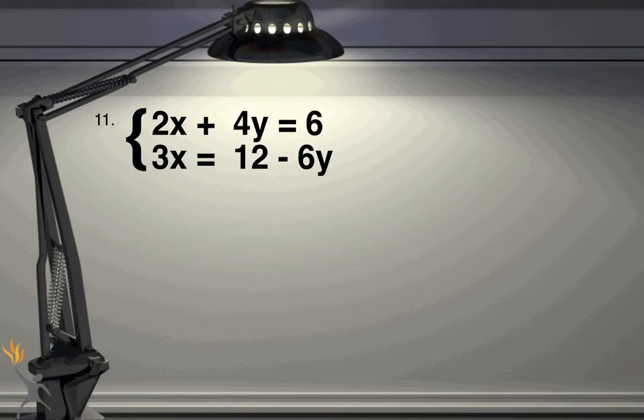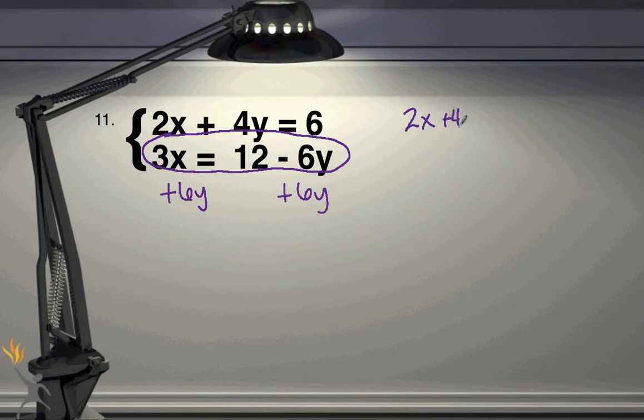Okay, first thing we need to do is set this one up and make it equal again. We have two equations that are not the same. So to do that, I'm going to add 6y to the bottom equation, because then I can move this one back to standard form. It'll make it easiest to work with. 2x plus 4y equals 6. And now I have 3x plus 6y equals 12.